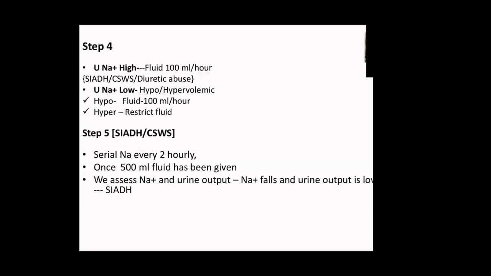If urinary sodium is high, we start fluid at 100 ml per hour. I told you why. It could be SIADH, it could be salt wasting, it could be diuretic abuse. In diuretic abuse, we know the patient is hypovolemic, so we start fluids. If it is hypovolemic, that is salt wasting, the patient will respond to fluid 100 ml per hour. If it is hypervolemic, the patient starts having a fall in sodium, and we restrict fluids in these patients. So urinary sodium high, I know the condition is SIADH, salt wasting, or diuretic abuse, and I start with fluid 100 ml per hour.